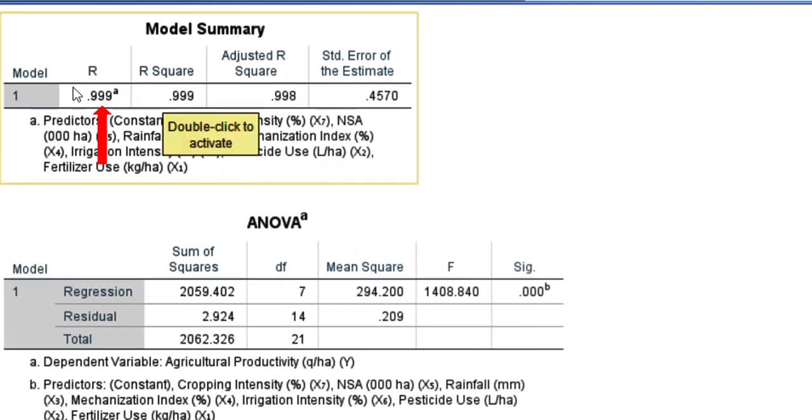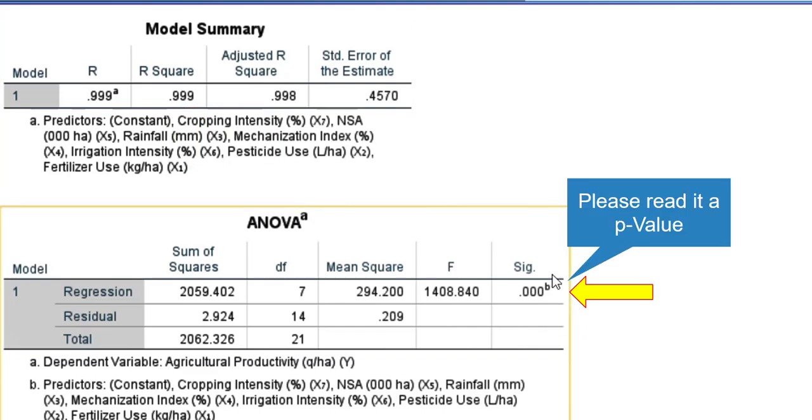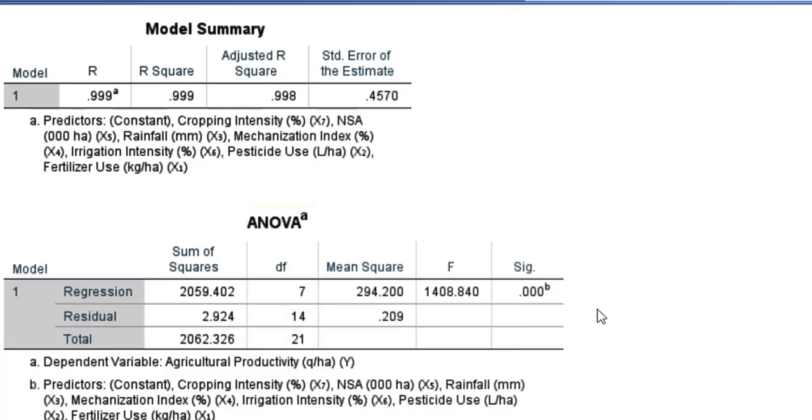Again, R indicates a very strong correlation among the dependent and independent variables. R square indicates that about 99.9% of variation in agricultural productivity is explained by the independent variables taken in the study. In ANOVA, the significance value is again less than 0.05, which indicates the model is fit and statistically significant.